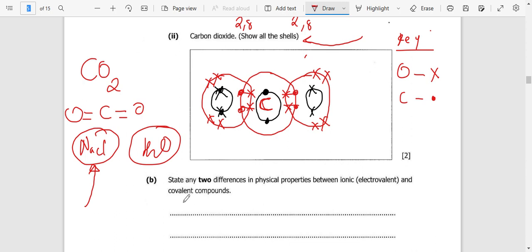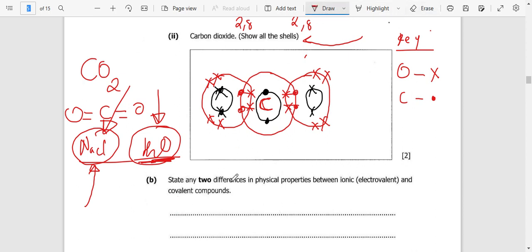You can also talk about their melting point. Those are physical properties. Ionic compounds dissolve. They have got a higher melting point than covalent compounds, because ionic bonds seem to be much stronger than covalent bonds in these compounds. So ionic compounds have got a higher melting point and boiling point than covalent compounds.